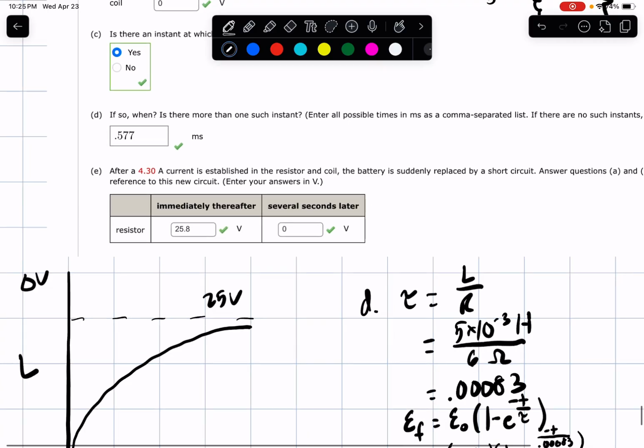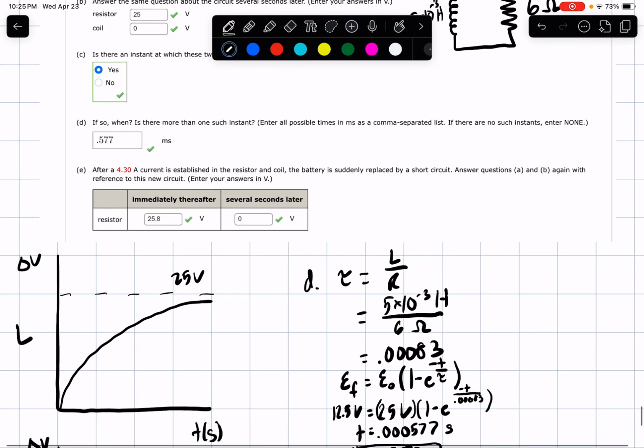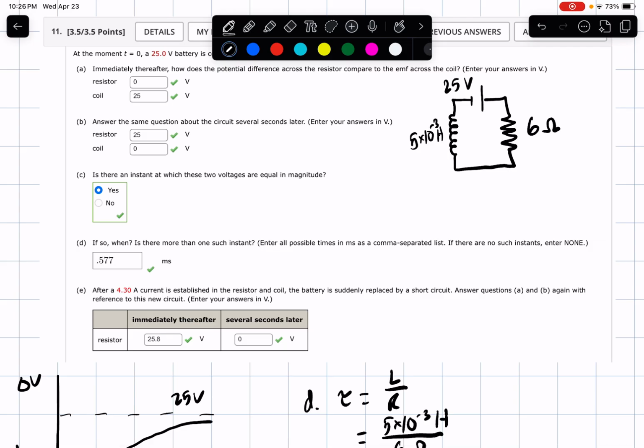All right, now finally, part E. After a 4.3 amp current is established in the resistor and coil, the battery is suddenly replaced by a short circuit. Answer questions A and B again with reference to this new circuit. Enter your answers in volts. So this is just asking for the resistor, immediately thereafter and several seconds later.